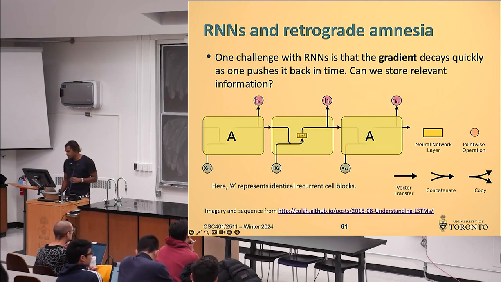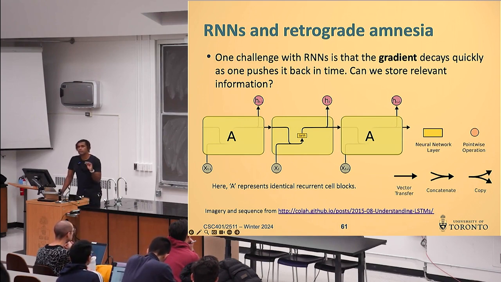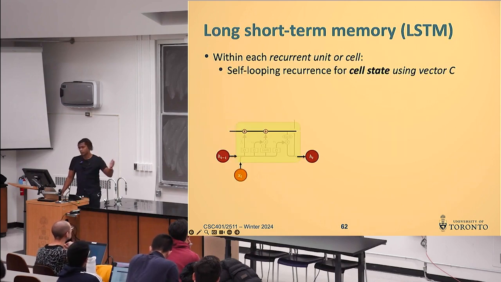Okay, so let's go through this block by block. The goal here is to address this long-term memory problem in RNNs. We'll go through this architecture called long short-term memory, or LSTMs, which is a very popular form of RNN, and see how it works to circumvent the problem.